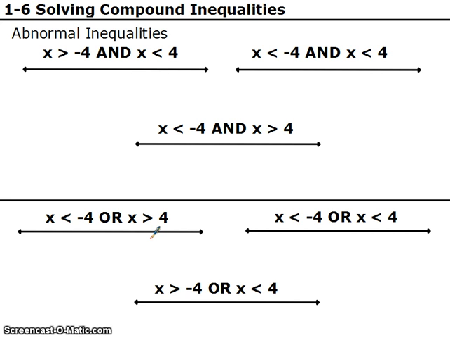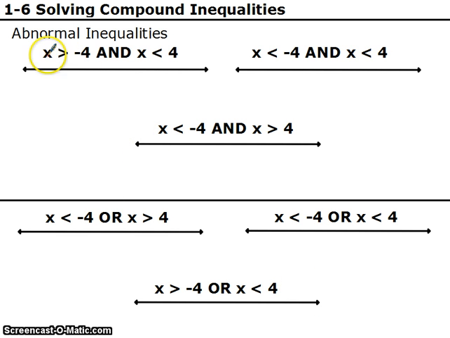All right, so that's pretty much it. There are some abnormal inequalities that I want you to be aware of. There's 3 types that we're going to talk about for AND, and then there's 3 types that we're going to talk about for OR. I've drawn out some number lines here, so you may want to pause it and give yourself a chance to draw these out so you're ready to go.